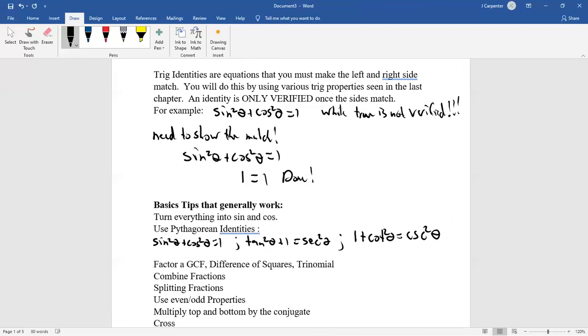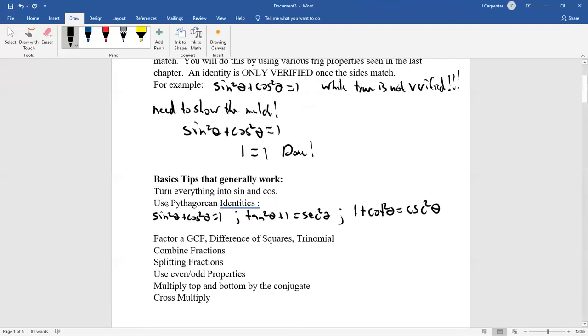If you just have a fraction equal to a fraction, you could cross multiply. That might be helpful. Maybe one side looks really difficult and you don't even know where to start. So maybe you just try one side and then both sides eventually.